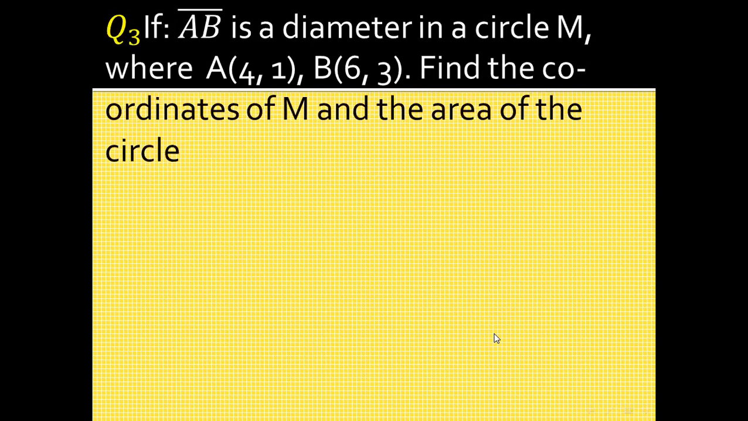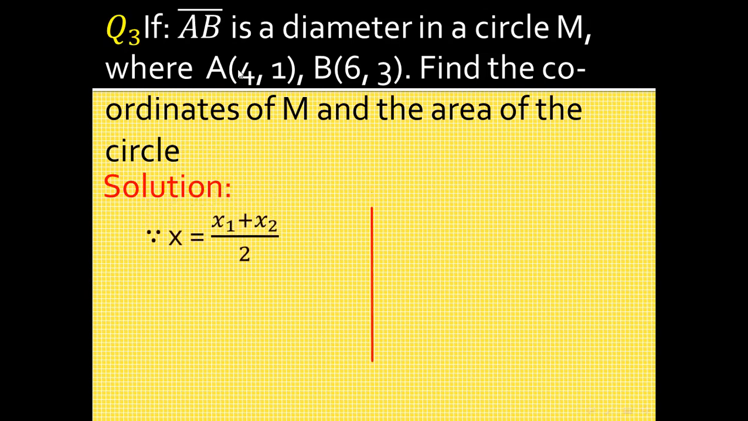Example 3: if the line segment AB is the diameter of circle M, where A equals (4, 1) and B equals (6, 3), find the coordinates of M and the area of the circle. AB is the diameter of circle M. Find the coordinates of the point M. We know that M is the center of the circle. This is the midpoint of AB. Then M is the midpoint of AB. We can say that M equals (x, y).